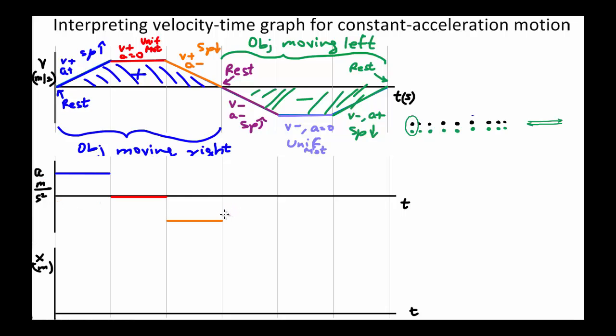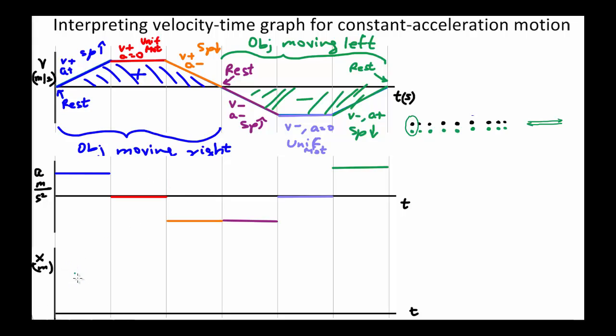The next segment, it's still the same negative acceleration, so it'll continue to look like this. The next segment, we've got 0 acceleration again, so it'll sit right on the x-axis. And for the last segment, back to the positive acceleration we had at the very first segment. So that's my acceleration time graph for this motion.